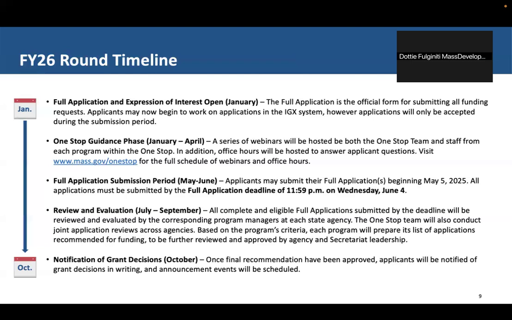Review and evaluation is July through September, where we'll be reviewing and reading all the applications. And then the notice of grant decisions will be made in October.